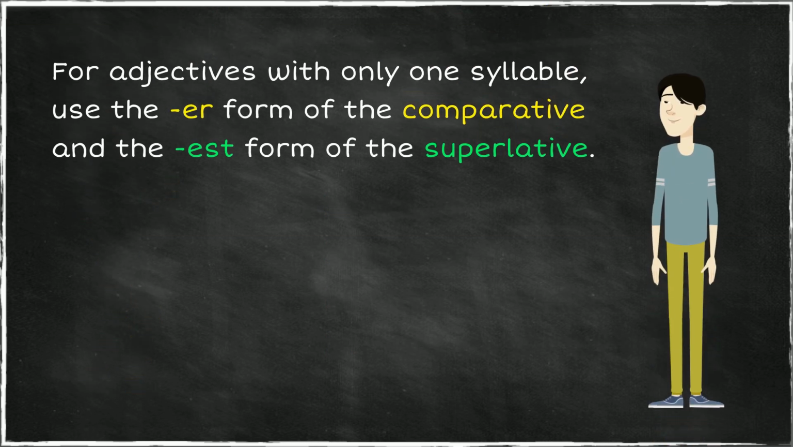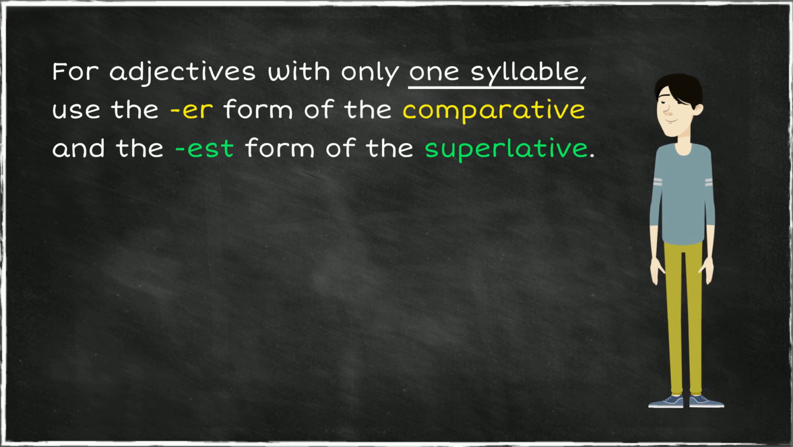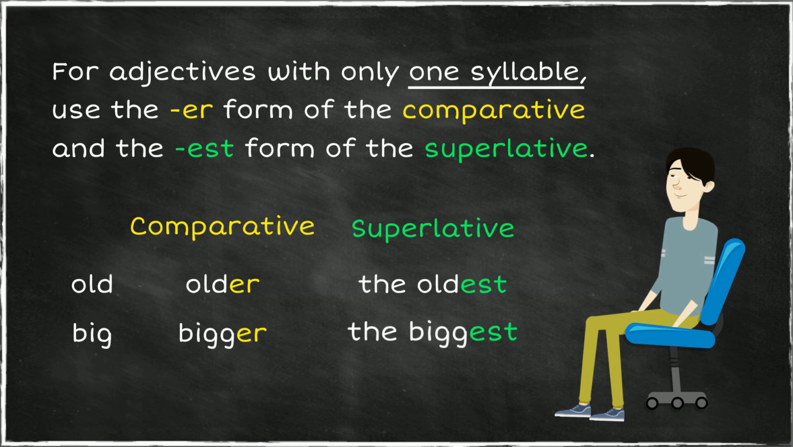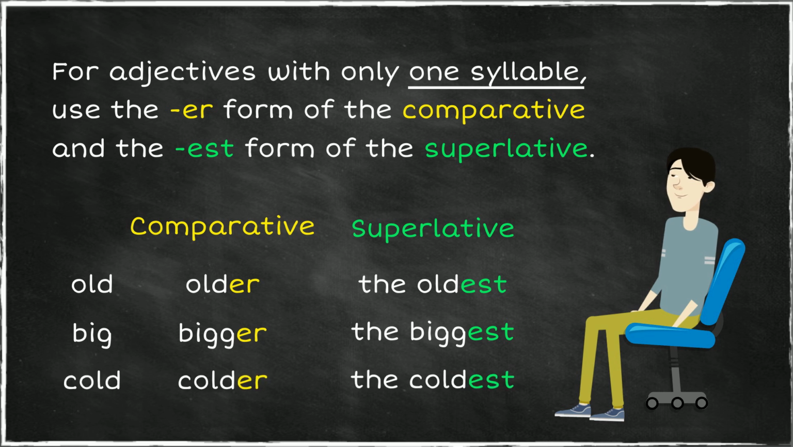For adjectives with only one syllable, use the er form of the comparative and the est form of the superlative. For example, old, older, the oldest. Big, bigger, the biggest. Cold, colder, the coldest.